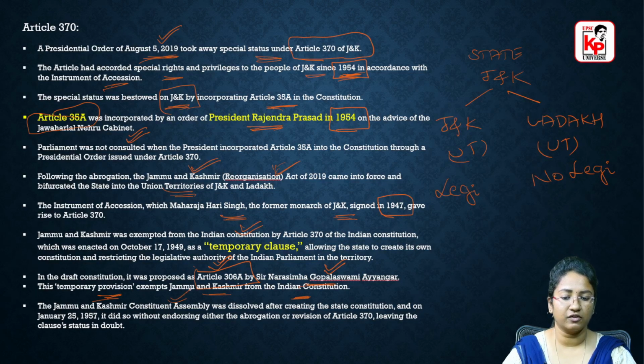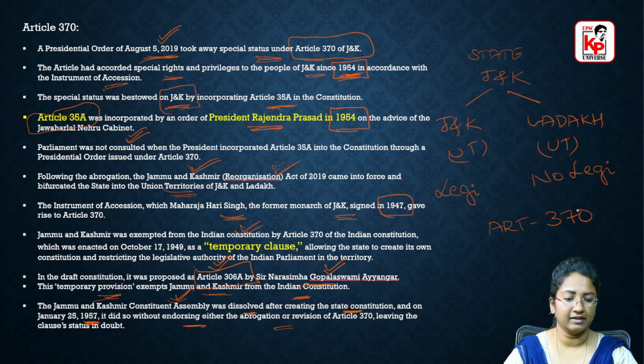And Jammu and Kashmir Constituent Assembly, so we used to have a Constituent Assembly for Jammu and Kashmir, and this was dissolved after creating the state constitution, and this was done on January 25, 1957, and it was done so without endorsing either the abrogation or revision of Article 370.